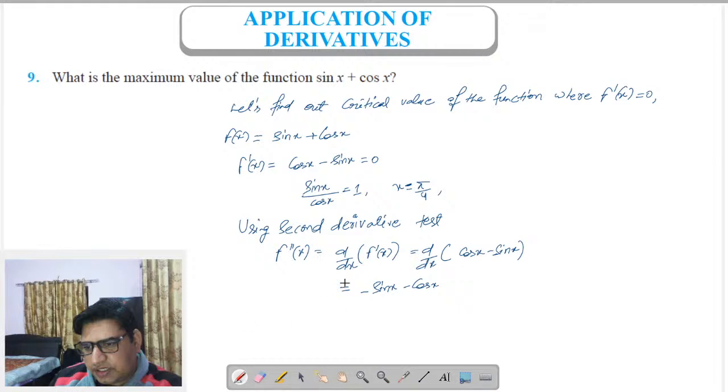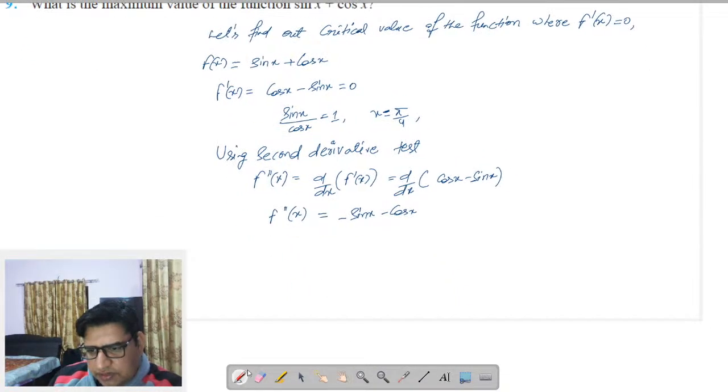Okay, and if you try to substitute the critical point into the given function, that will give us f double dash at pi by 4 is minus sine pi by 4, which is 1 by root 2, minus 1 by root 2, so that is minus root 2. Okay, and that is negative, and so it will have a maximum value.